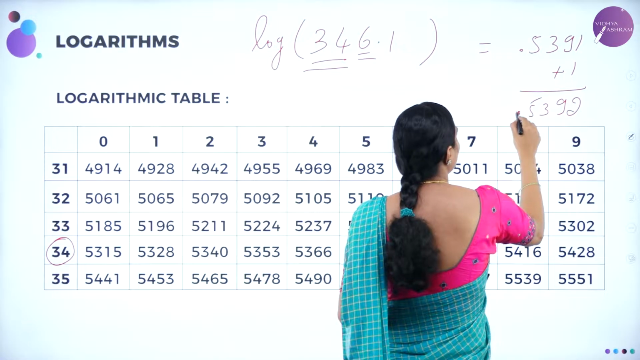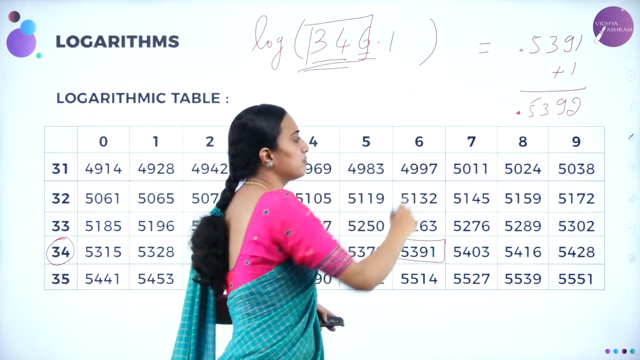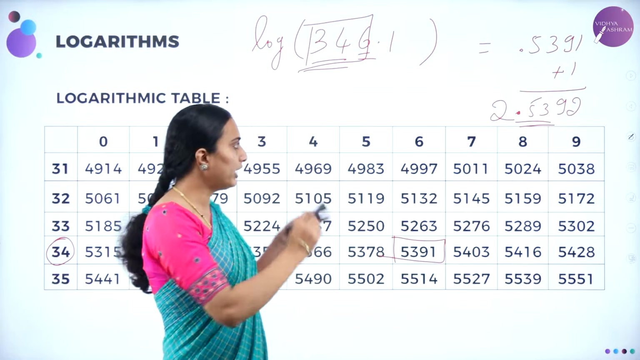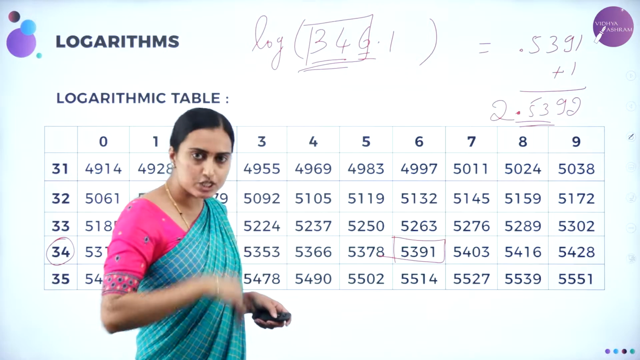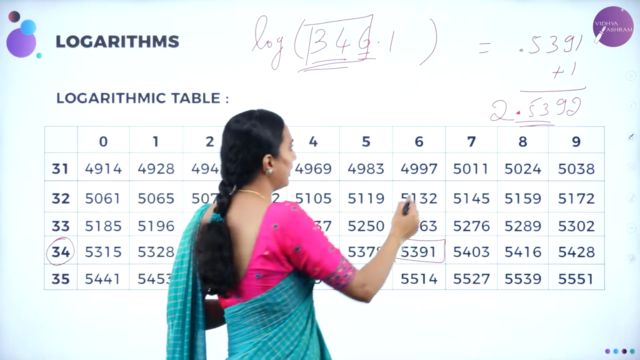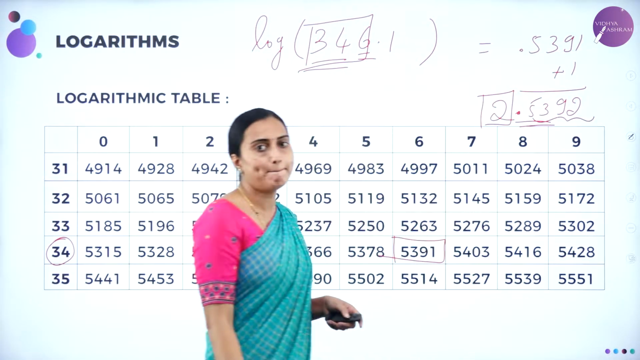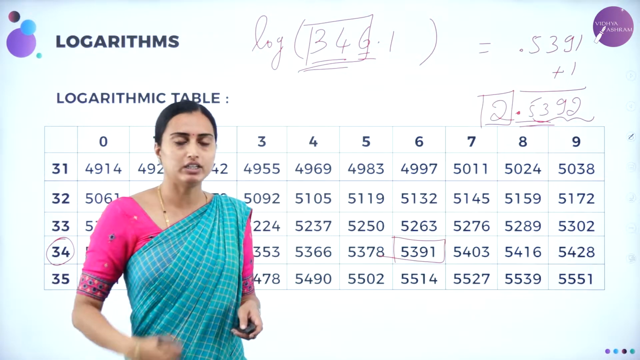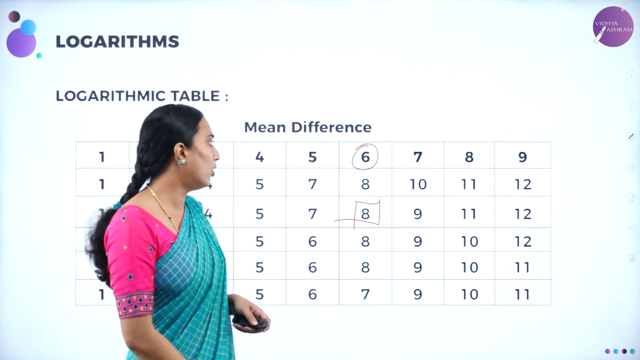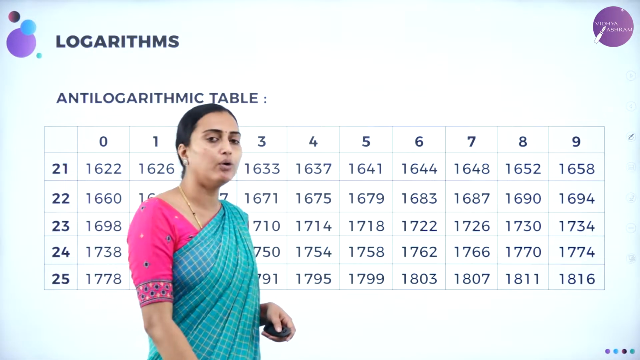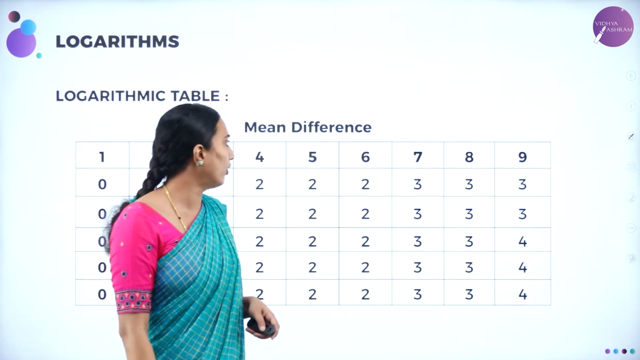So how many characteristics are you going to have? Here 3 digits before the decimal point. Minus 1 means 2 is remaining, that is the characteristic. This is called the characteristic and this is known as the mantissa. I think you understood how to find the log values. Okay, we'll move on to problems, and then we'll teach you how to find the anti-log.